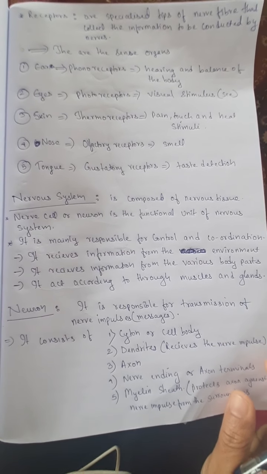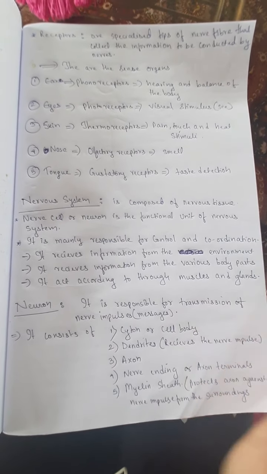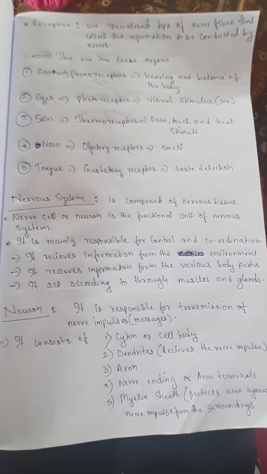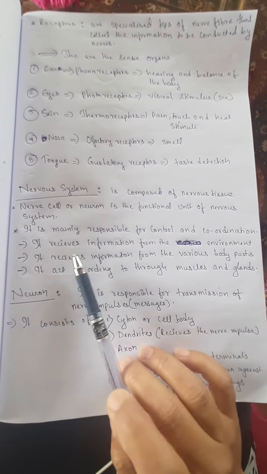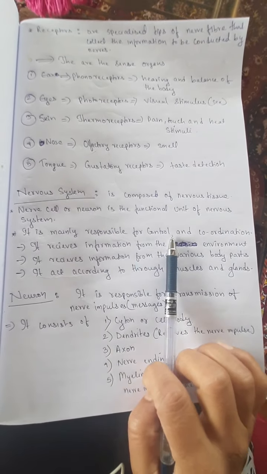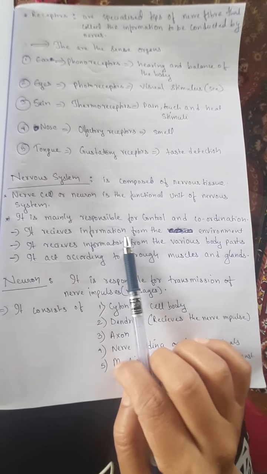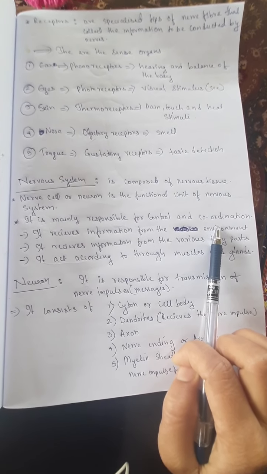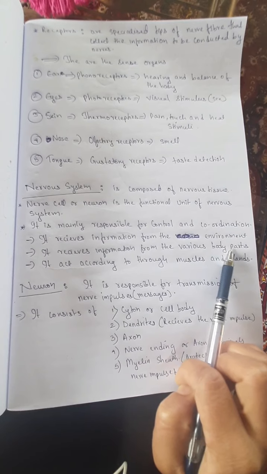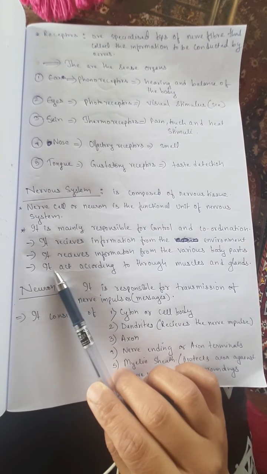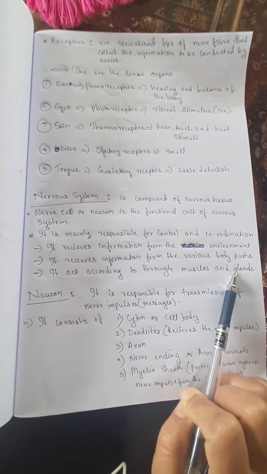Next, the nervous system. It is a system which comprises a large number of nervous tissues. There are millions and millions of nervous tissues present in our body. The main function of nervous tissues is control and coordination. These nervous tissues receive information from the surrounding environment. Secondly, they receive information from the various body parts. And lastly, these nervous tissues act accordingly through muscles and glands.